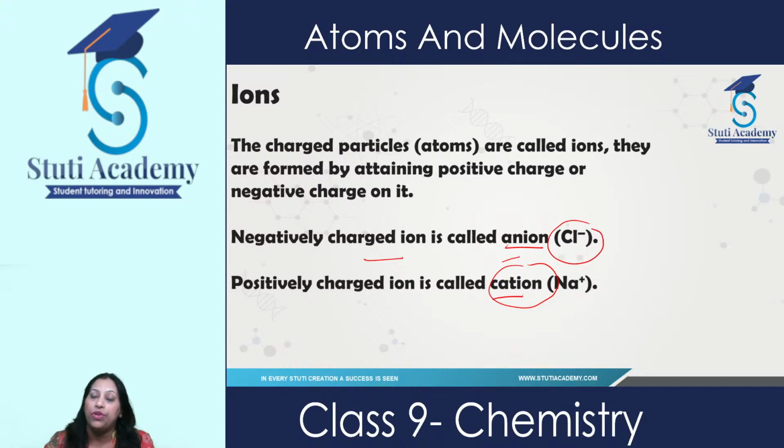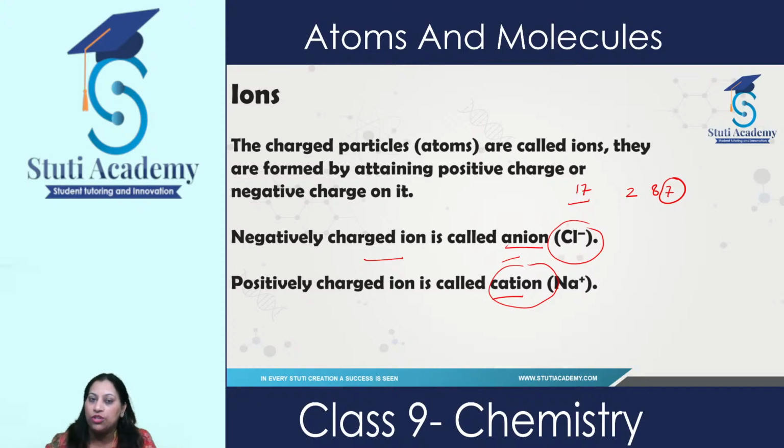For example, chlorine. The atomic number of chlorine is 17. If I write its electronic configuration, it is 2, 8, 7. To get stable in nature, these elements either transfer their electrons or share their electrons, so they lose or gain some electrons. Here in the outermost shell, 7 electrons are there, and there are two conditions to be stable in nature.